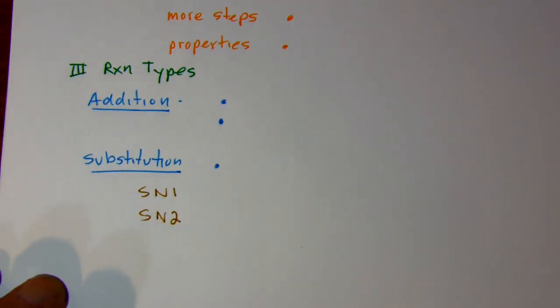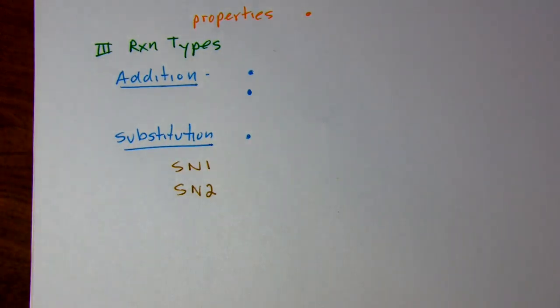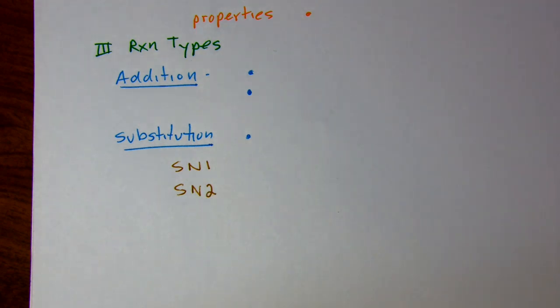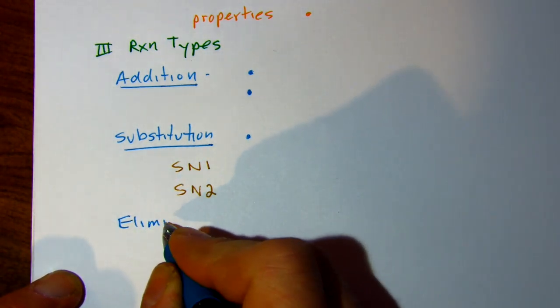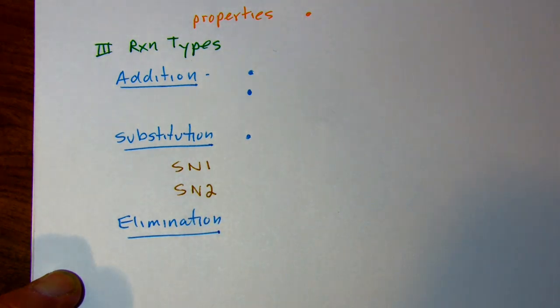Now, we don't know much about what these numbers mean. We're going to explain that later. But there are two types of substitution reactions, and in some ways they're similar, and other ways they're very different. And these are going to take a long time to explain, so that's certainly a category of reaction. Okay? Another type of reaction in organic chem is called an elimination reaction.